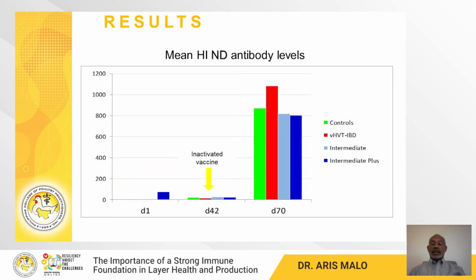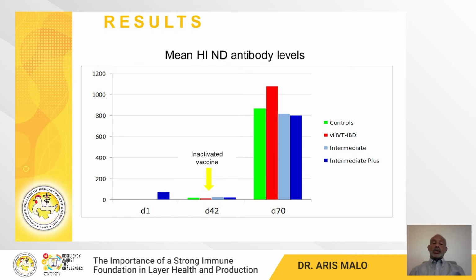We see the level of antibodies against Newcastle disease measured in an HI test. Normally, the Newcastle disease virus is used to measure possible immunosuppression due to the use of an IBD vaccine because Newcastle disease vaccines are very sensitive to immunosuppression. So if a bird is immunodepressed, it will not develop a good immunity against Newcastle disease.